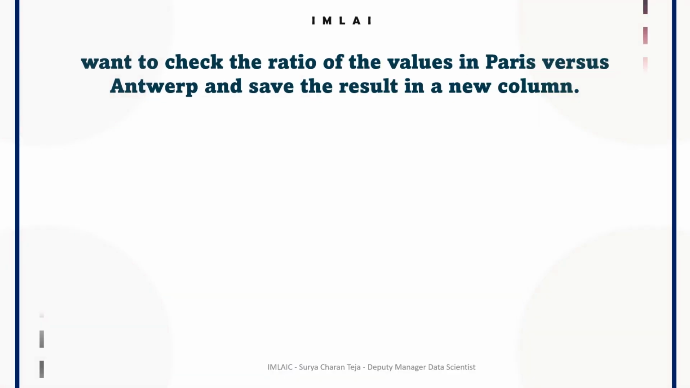I want to check the ratio of the values in Paris versus Antwerp and save the results in a new column. How can I do that? So let's look into that. So here is the picture approximate.